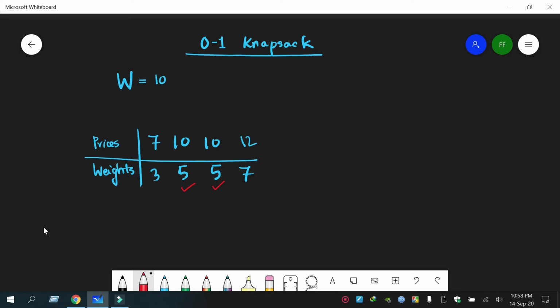Let's say you want to take the most expensive item at first. That means you will take this item at first because this is the most expensive item in the shop. But as you see, if you take this item, then you can only take this item after that because the weights otherwise will exceed, and that is not the correct answer. We just showed it. The correct answer will be taking these two. So taking the most expensive one at first actually does not work.